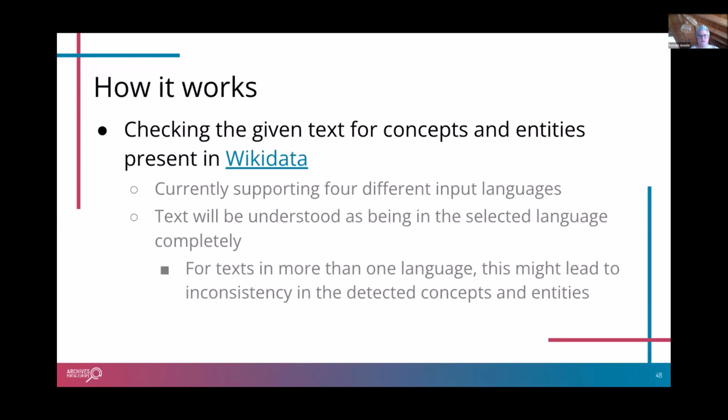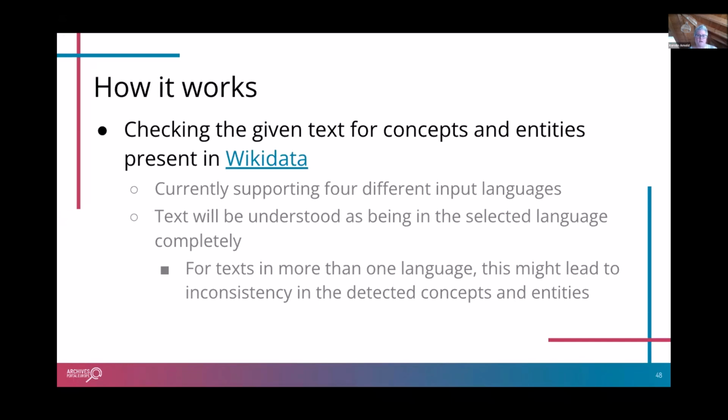How this works, it's essentially checking the given text for concepts and entities present in Wikidata, and it will resurface that, and you can then check whether you think the found concepts and entities are correct. And this would be a starting point for you to consider including those as subject headings in the metadata so that they can further be used in other contexts. This is currently supporting 4 different input languages. So that's something that we are looking to extend.